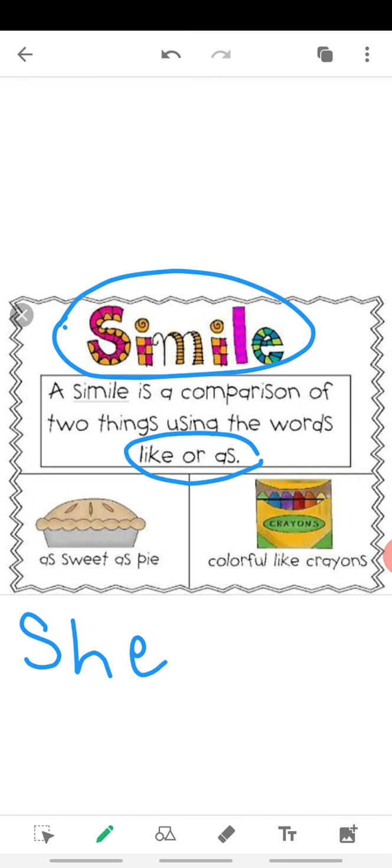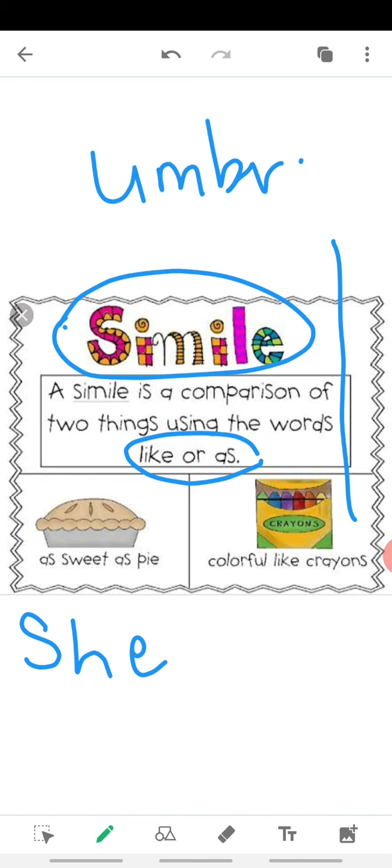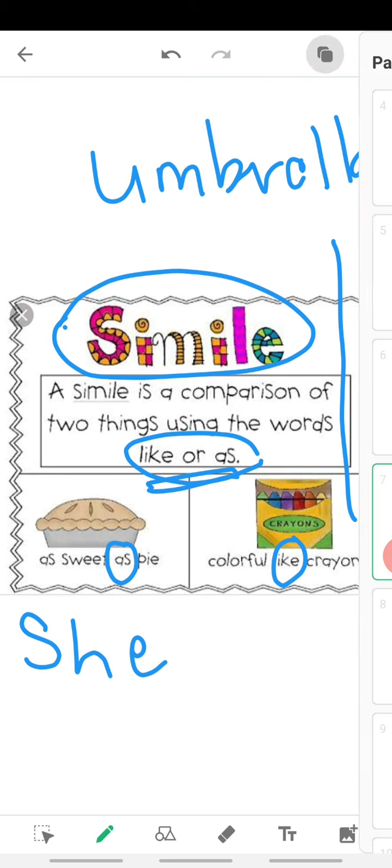Colorful like crayons. The umbrella is colorful like crayons. So can you notice the word as and like, where the main catch to find out whether the sentence is a simile or a metaphor or an alliteration is two things are compared in one sentence using the word like or as. Don't forget this, using the words like or as.